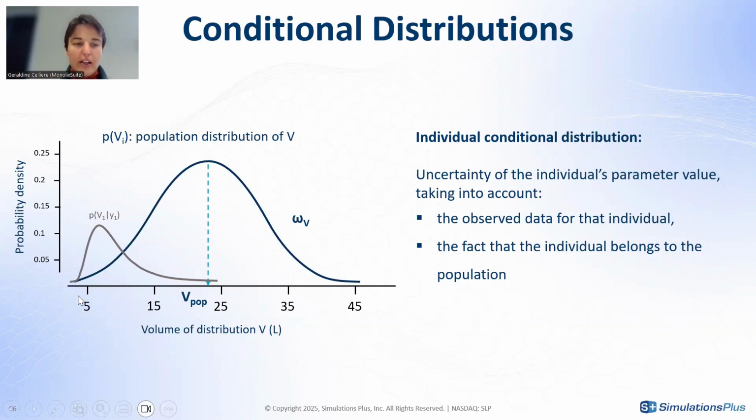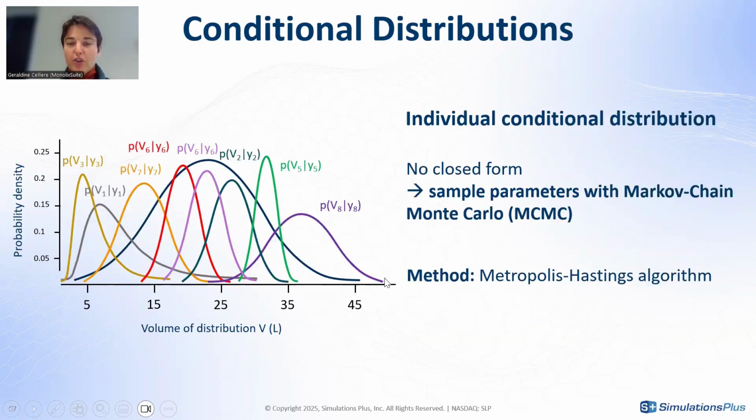The gray line here represents my conditional distribution. So that's the uncertainty I have on the V value for individual one, based on the data available in the data set. So I have one such conditional distribution for each of the individuals in the data set. And here I have drawn the curves with smooth shapes. But actually, the problem is that there is no formula for this conditional distribution, no closed form solution.